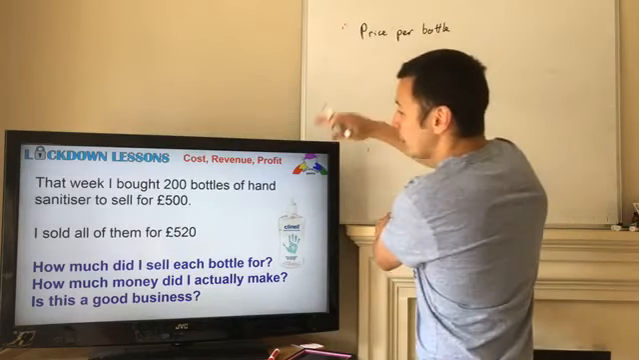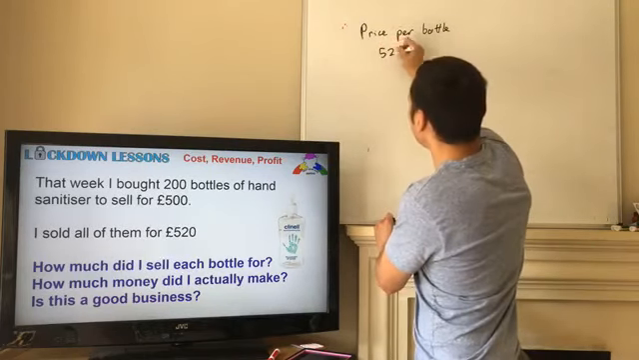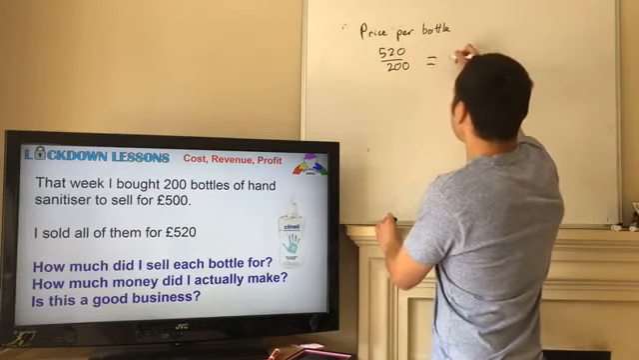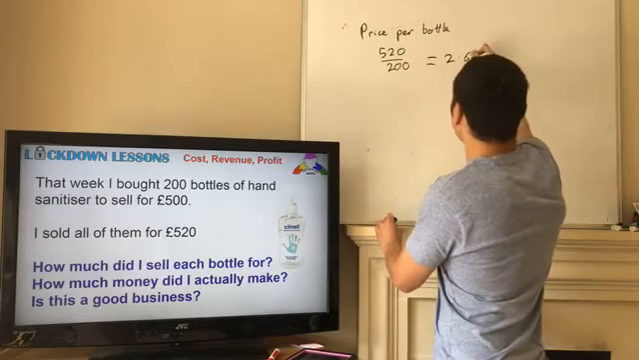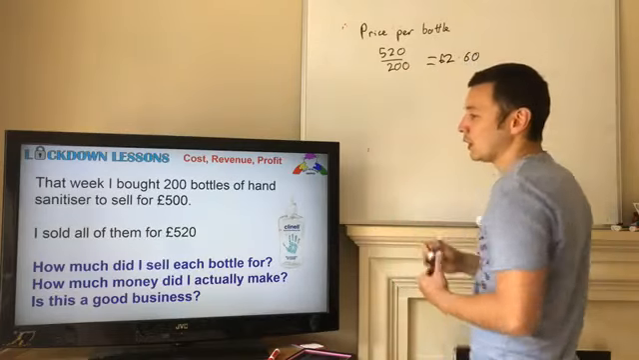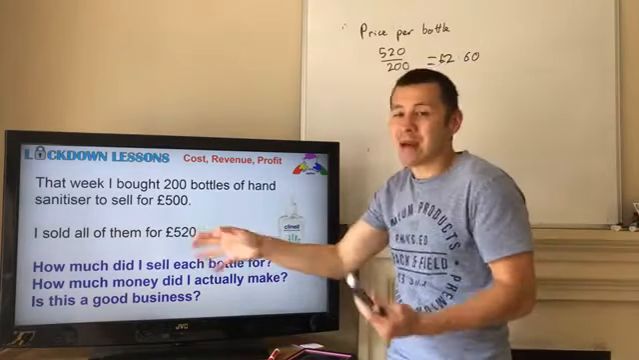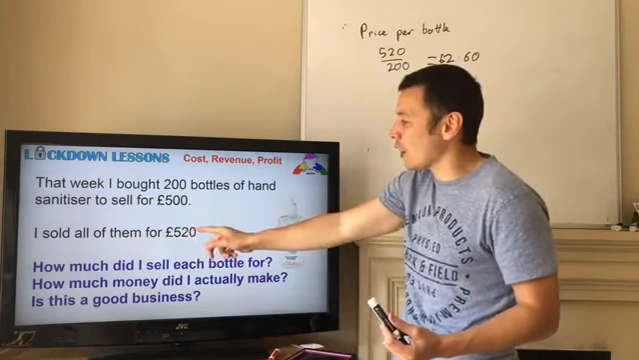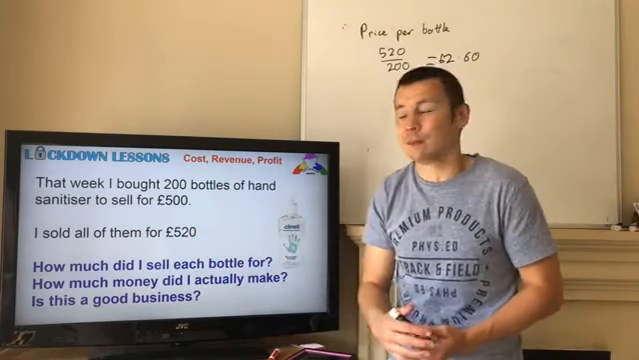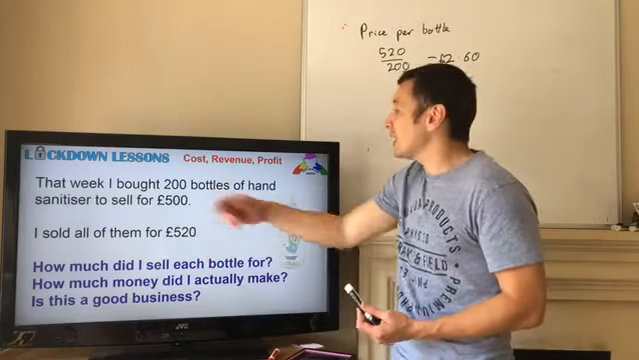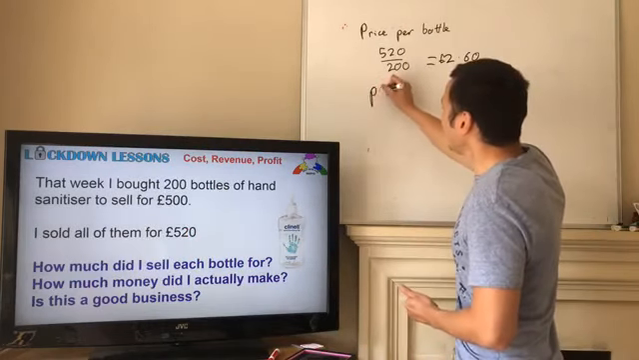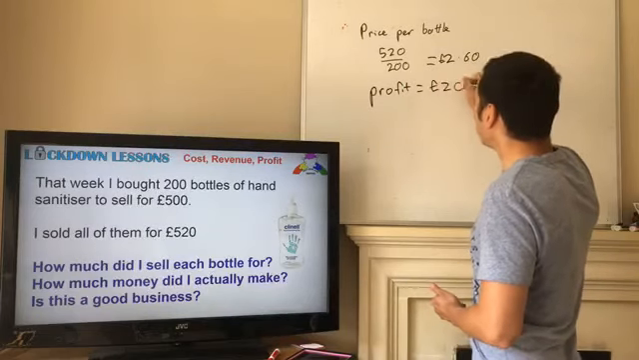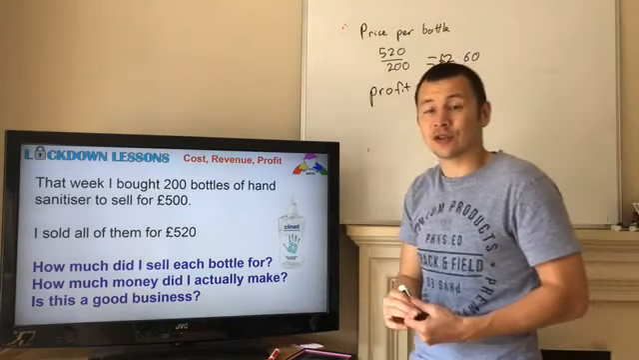Price per bottle, 520 divided by 200 is going to give me £2.60 per bottle. Okay? But I haven't actually made £520, have I? I've actually only made a profit, which is a really important word, of £20. So my profit is £20. Okay, my profit is £20.